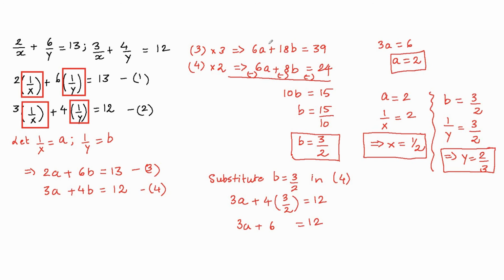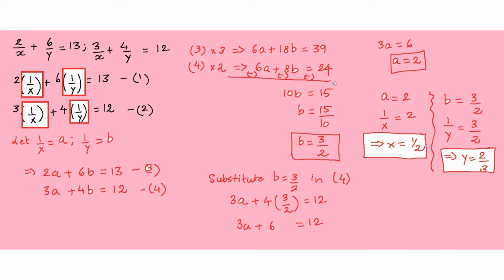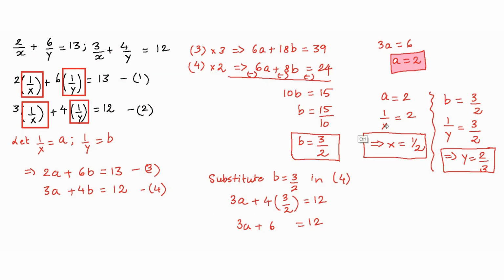So I got my intermediate variables as 2 and 3 by 2 after substitution, and then I got my final variables as half and 2 by 3. So this is how I use this method of substitution for finding the variables x and y, especially when they are in the denominator. Okay, so let me pause for a couple of minutes and then I will continue with the next question.